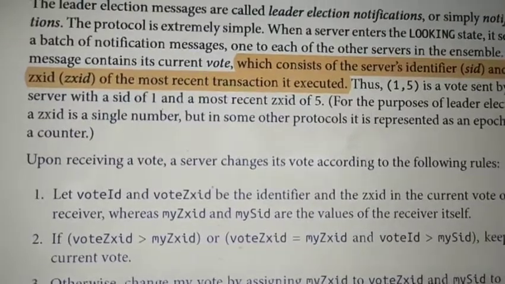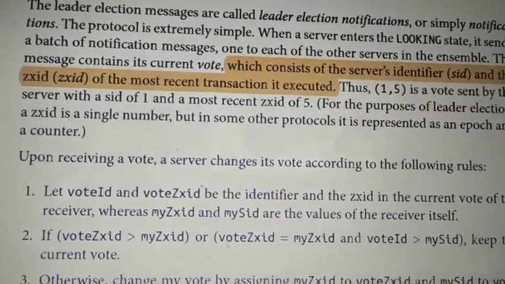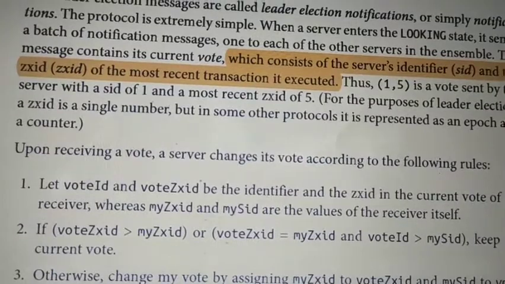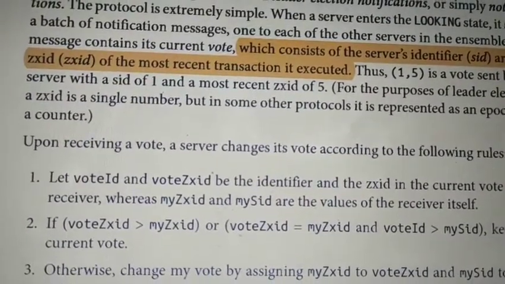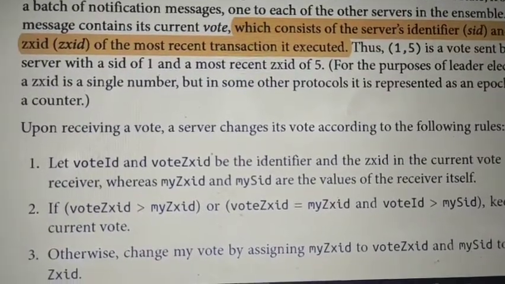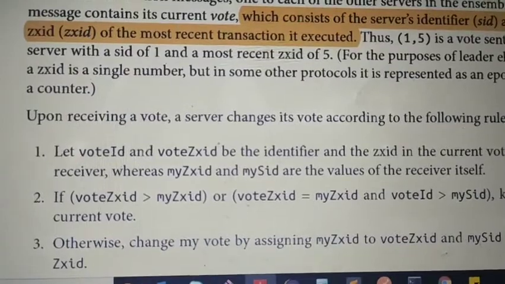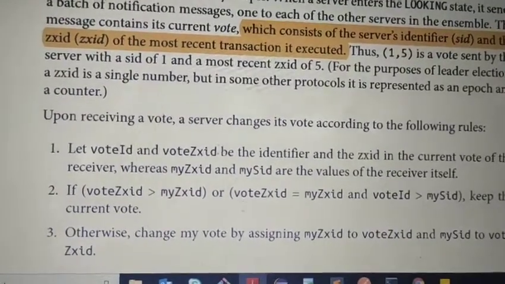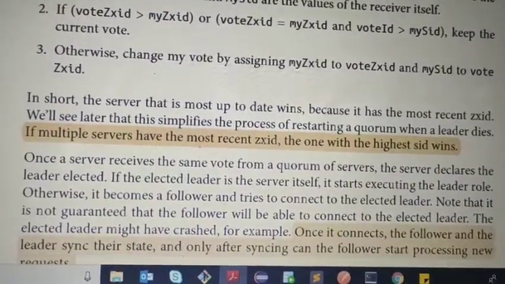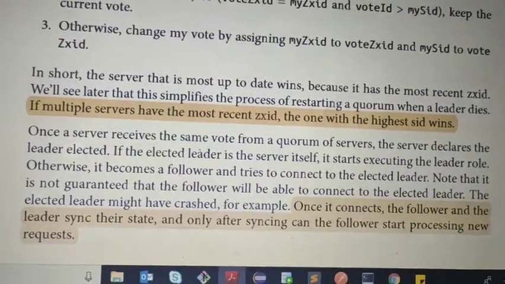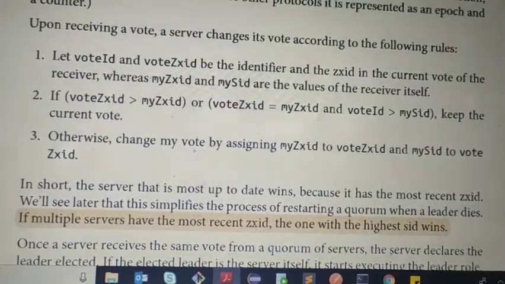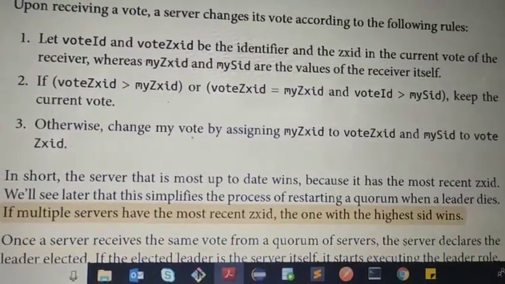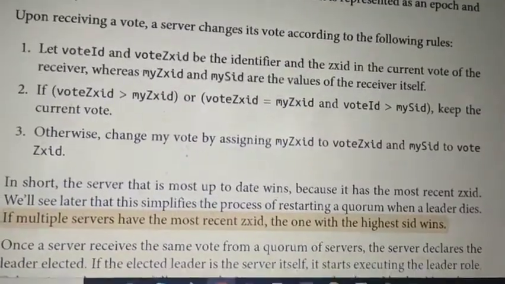So how election happens is each node, when it starts, starts sending its vote. The vote contains two things: its server ID plus its transaction ID, the most recent transaction ID it executed. How we select a master is that the one with the maximum transaction ID will be our master. If more servers have the same transaction ID, the one with the highest SID wins. Actually, it doesn't matter whether the lowest or highest wins, either is fine.